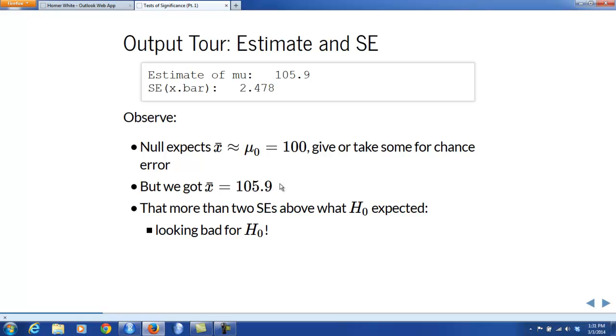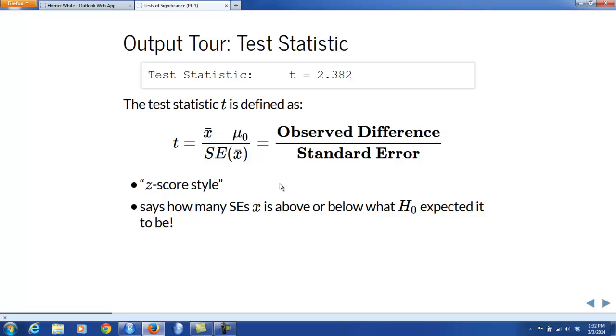So, if the null is right, these results are somewhat surprising. Things are still looking bad for the null hypothesis. Continuing on in our output tour, you get a report of the test statistic. The test statistic is called T, and it's defined as follows.